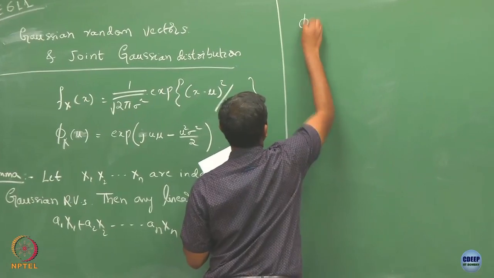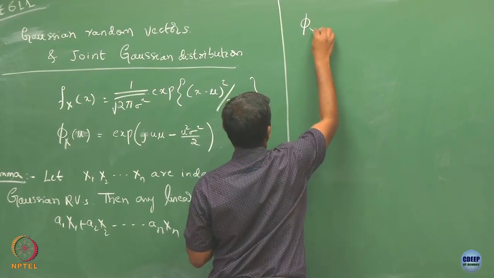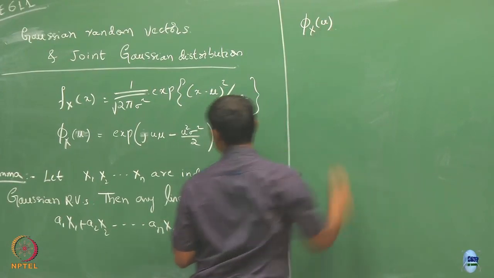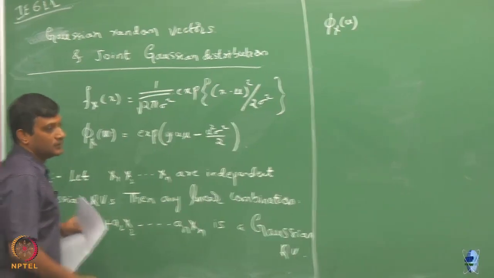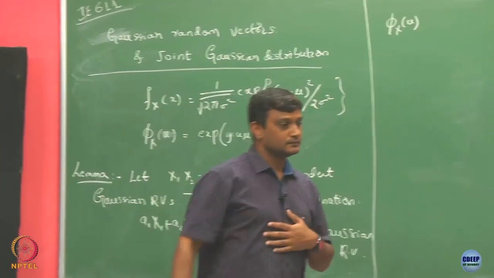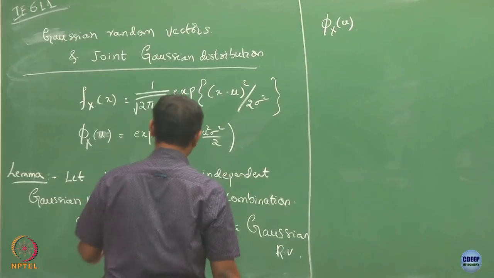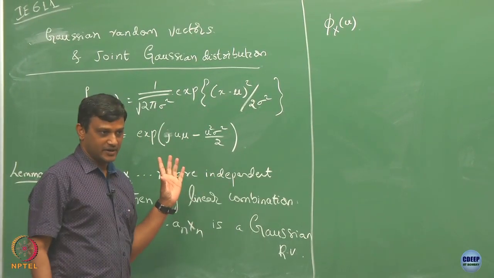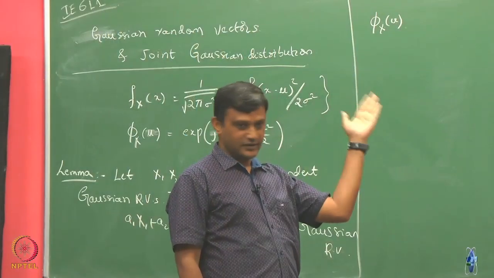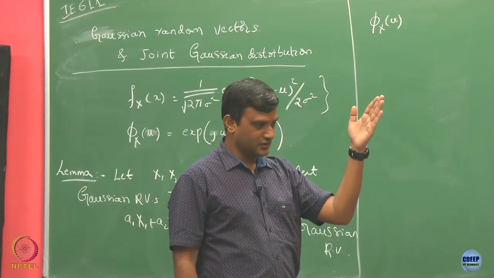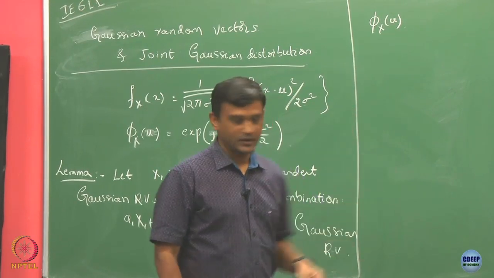Suppose, can we say that these x1, x2, ..., xn are identical? No, I'm not saying that. I'm just saying that they're independent. But since they're all Gaussian, they could be with different mean and variance, right? For a given mean and variance, it is going to define different Gaussian distributions. They are parameters. Okay.